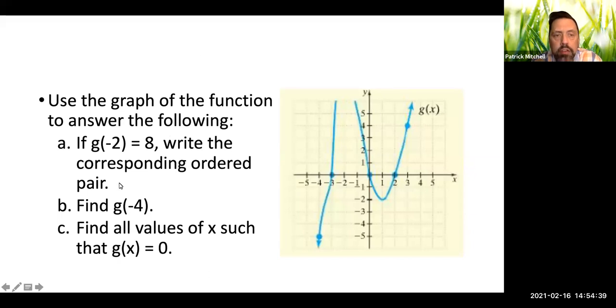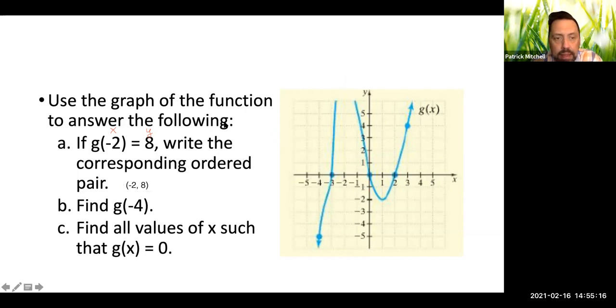There we go. So you just have to remember that the number that goes into the function is x, and the number that comes out of the function is y. So if they're telling me that g of -2 equals 8, that means the corresponding ordered pair is -2, 8. Notice that you can't really see that point on the graph. It's kind of cut off at the top, up here somewhere.